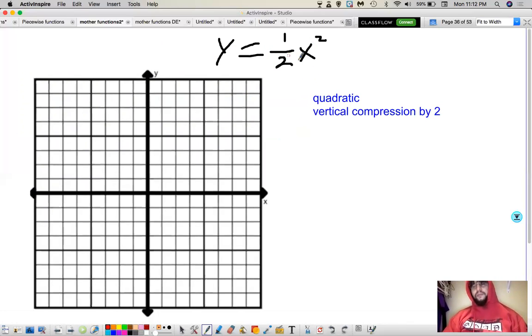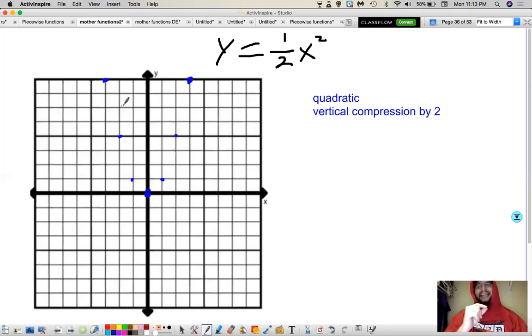So you do what you think you should do. You compress it by 2. Multiply by half. If it's outside the x, just multiply by whatever's there. If it's inside with the x, divide by whatever's there. Easy way to do it. But we need those basic points. 0, 0, 1, 1, 2, 4. I missed that one. And 3, 8. Yeah, that's it.